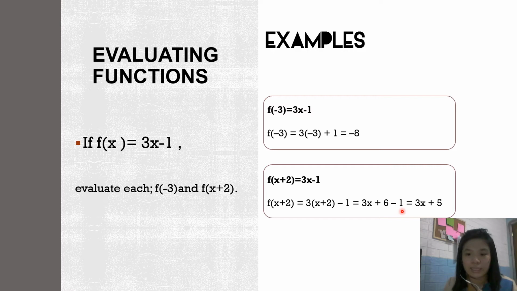What else can we simplify here? That is positive 6 minus 1. Can we combine the 3x with 3 and negative 1? No, because they are unlike terms. We can only combine terms if they are like terms: same variable and same exponent of the variable. In this case, the only like terms are 6 and negative 1. So the 3x remains. 6 minus 1 is 5. So, our final answer is 3x plus 5.